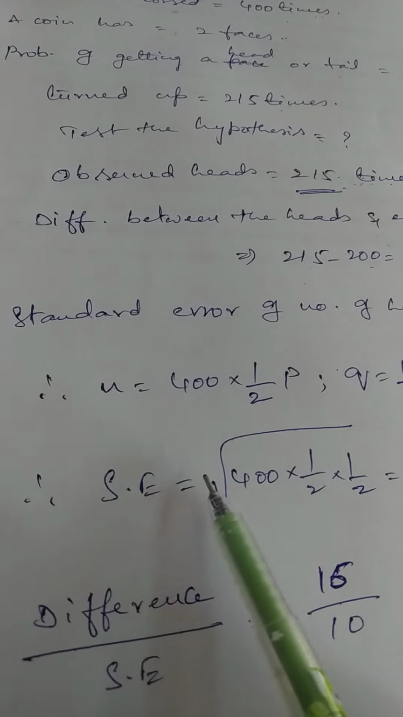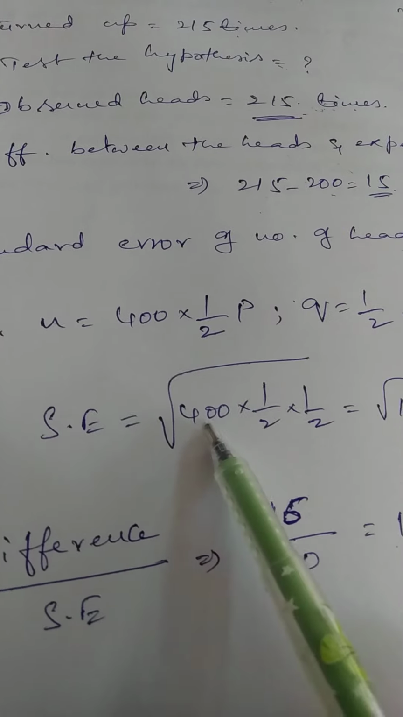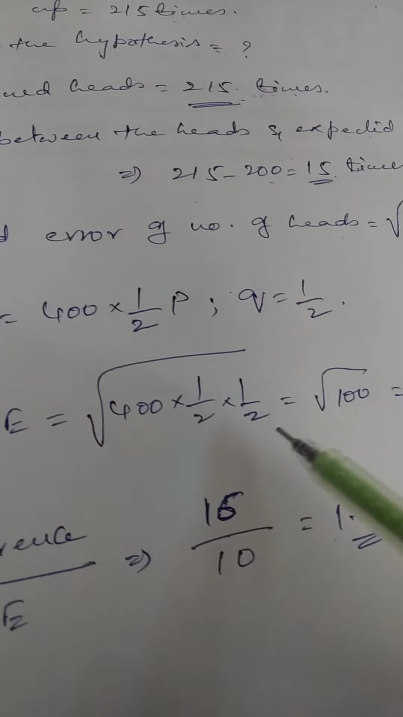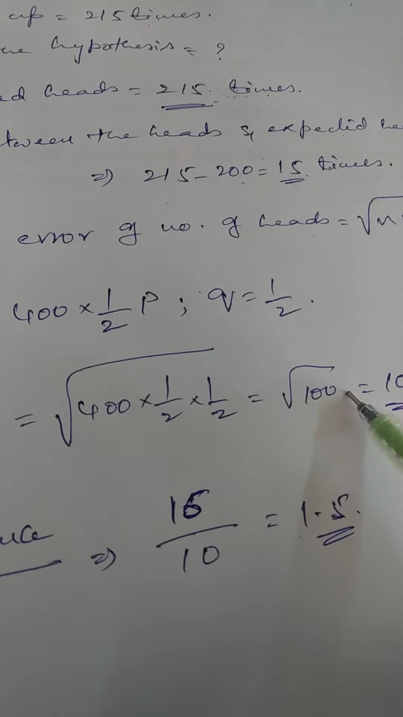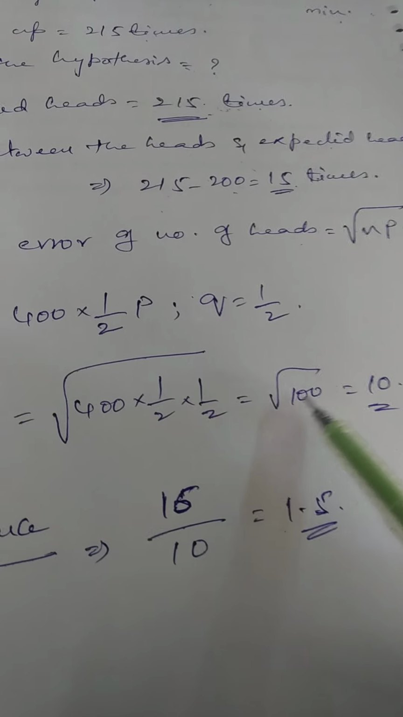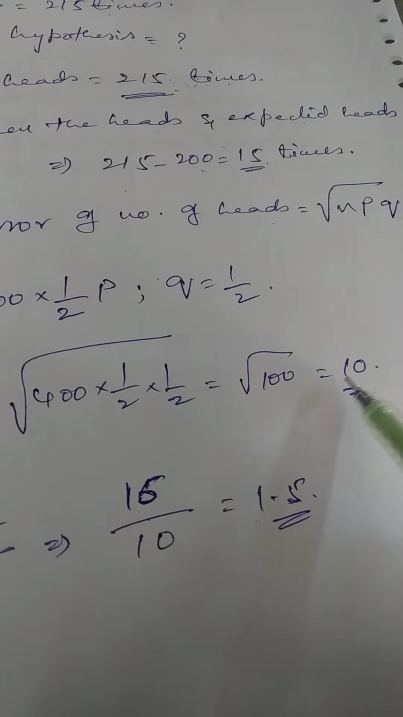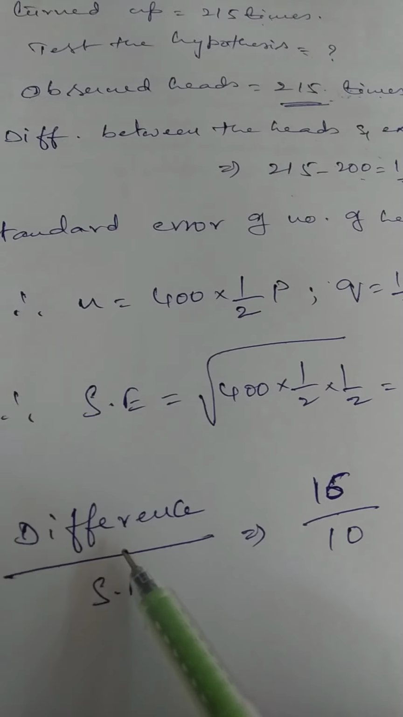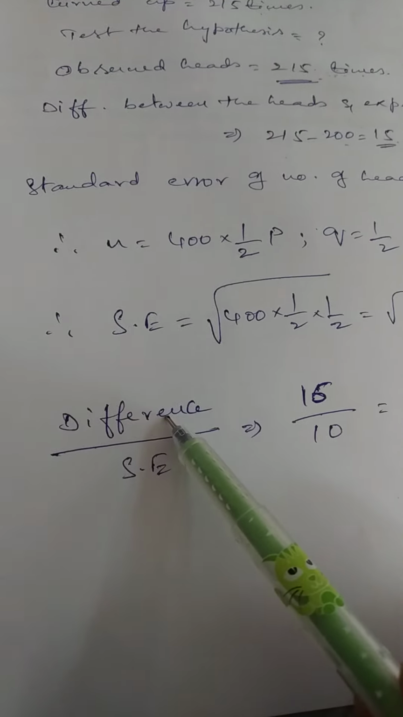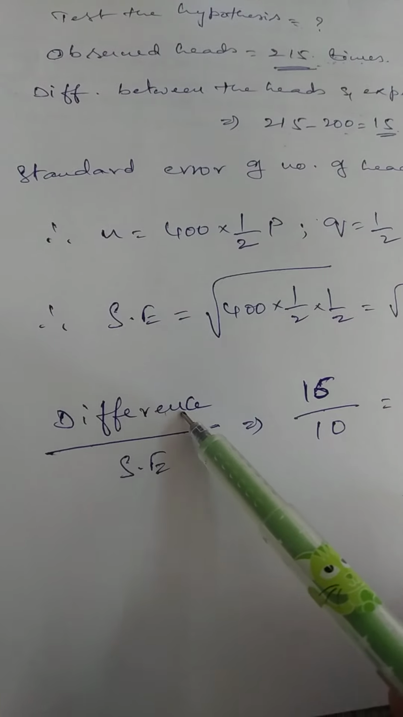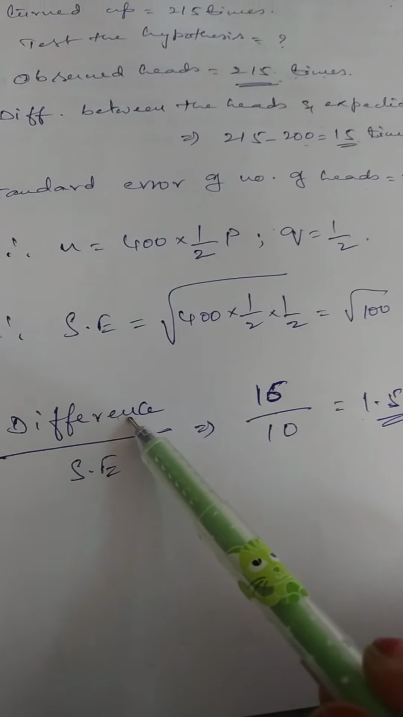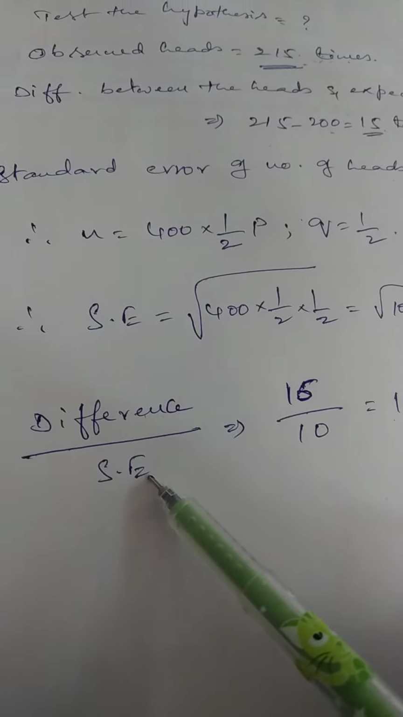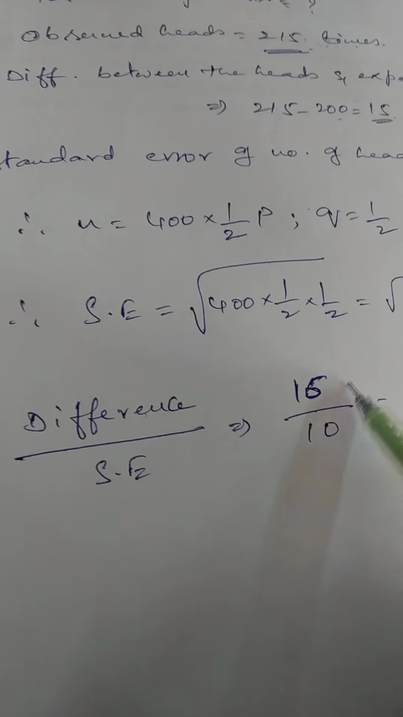Therefore, your standard error is equal to square root of 400 into 1 by 2 into 1 by 2. That gives you square root of 100, because it was cancelled to 100. That is equal to 10. Now, before testing of hypothesis, you should find the difference between the observed and expected number, and divide by the standard error.